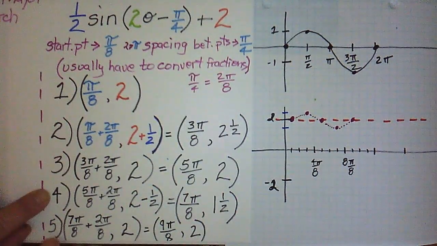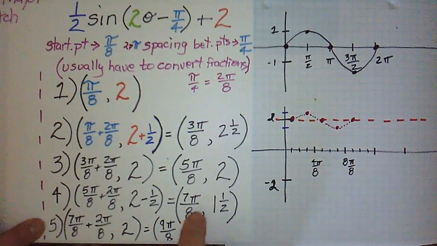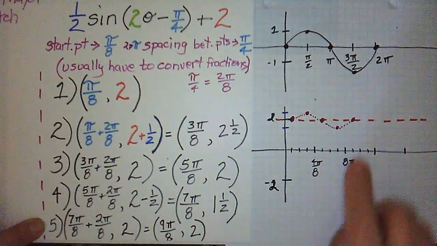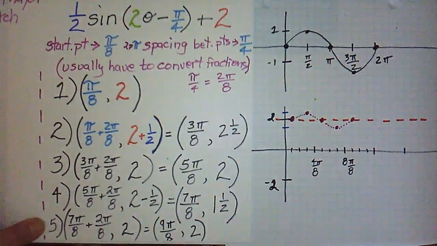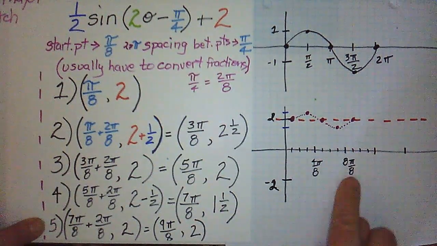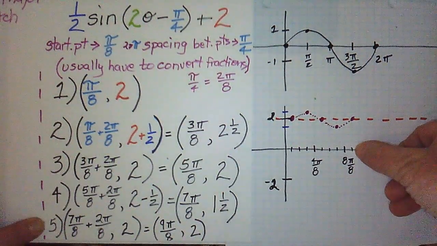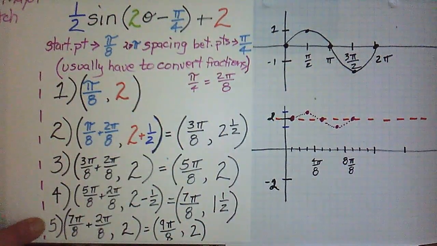And then last but not least, my fifth major point is my fourth point plus another 2 pi eighths, and because sine waves go back up to 0, I'm going to go back to my midline. So my final point on my graph is 9 pi eighths right there, 2. So we have graphed a transformation.